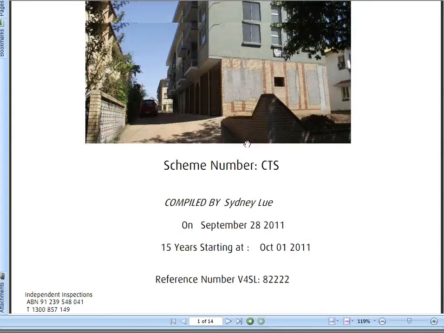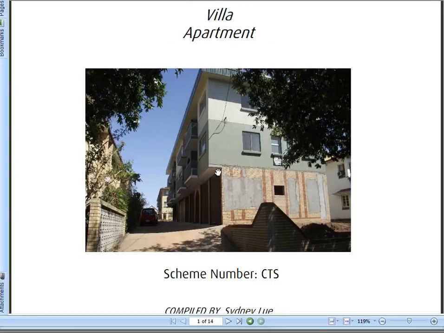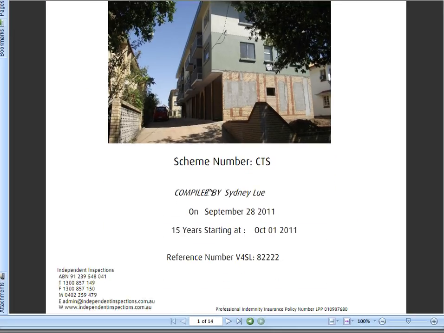Alright, so this is one set of apartments, 1, 2, 3. So it's a 6-pack, it's been recently rented. We've got a little fence down the side and the driveway. So let's have a look at some of these parts inside of here. We'll make it a little bit smaller.